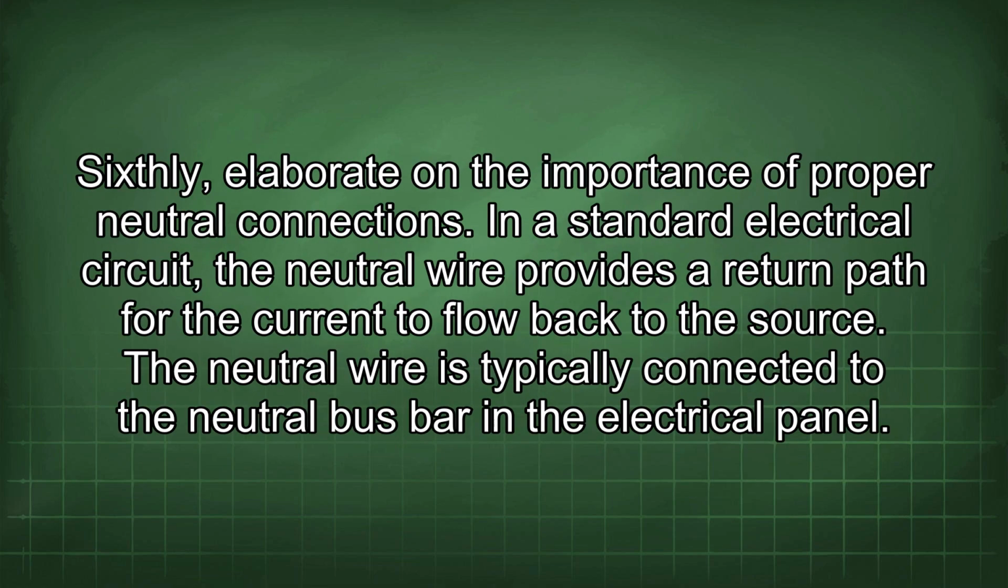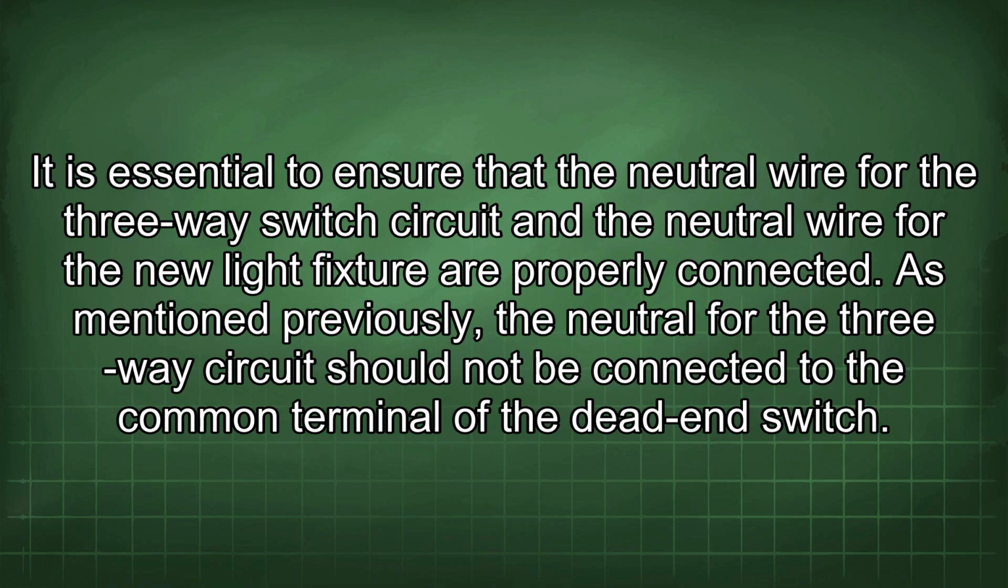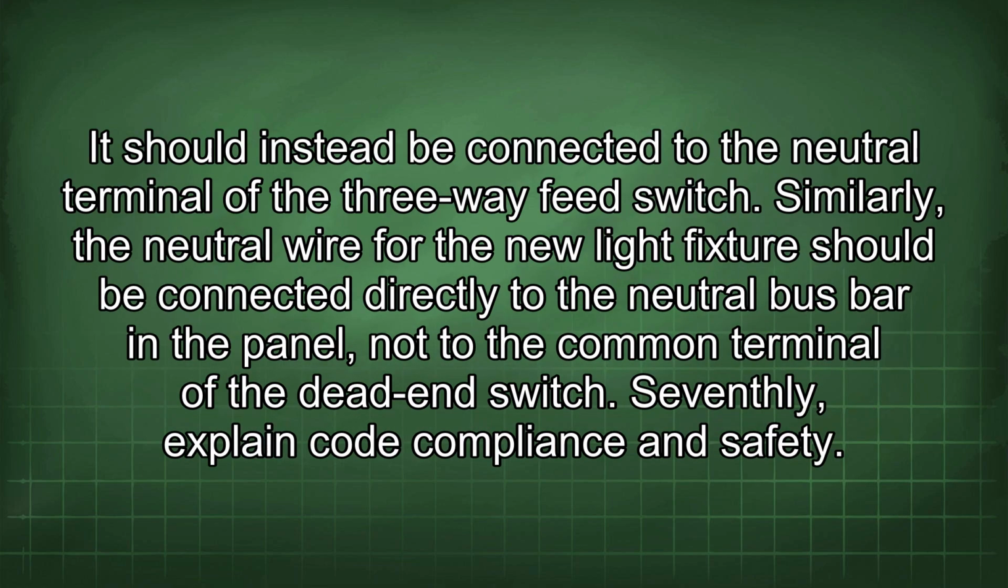Sixthly, elaborate on the importance of proper neutral connections. In a standard electrical circuit, the neutral wire provides a return path for the current to flow back to the source. The neutral wire is typically connected to the neutral bus bar in the electrical panel. It is essential to ensure that the neutral wire for the three-way switch circuit and the neutral wire for the new light fixture are properly connected. As mentioned previously, the neutral for the three-way circuit should not be connected to the common terminal of the dead-end switch. It should instead be connected to the neutral terminal of the three-way feed switch.